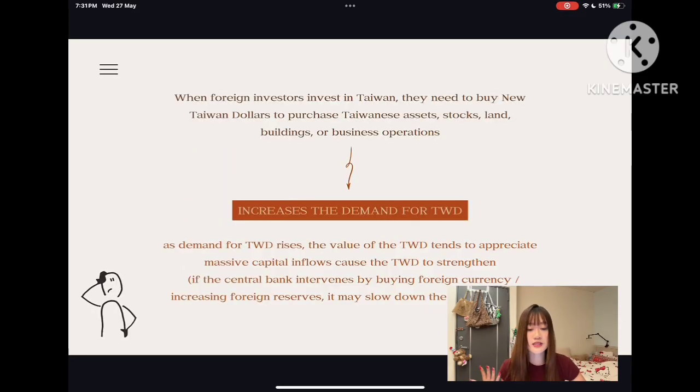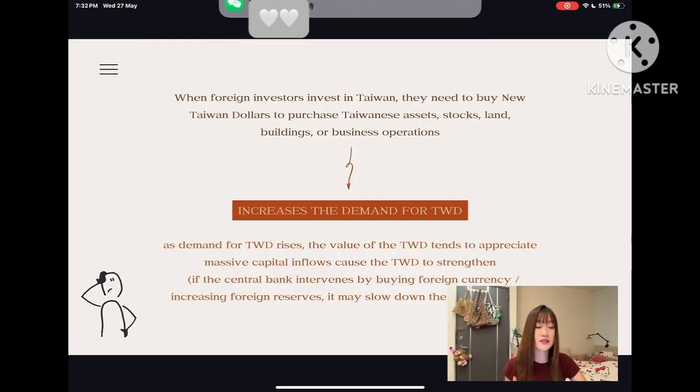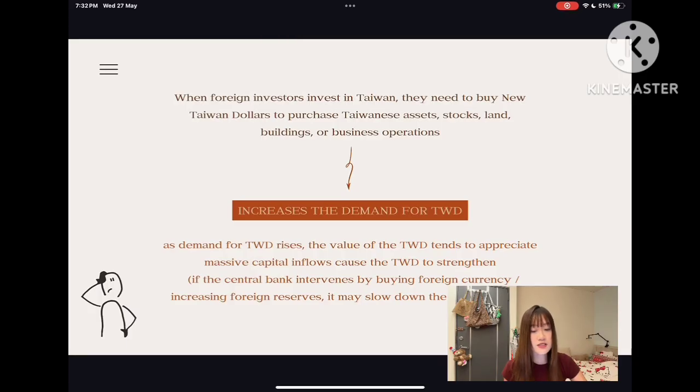Now, how do these capital inflows affect the new Taiwan dollar? When foreign investors invest in Taiwan, they usually need to buy new Taiwan dollars first. For example, if a foreign company wants to build a data center in Taiwan, or if a foreign investor wants to buy a Taiwanese stock, they need Taiwan dollars to make those purchases. This increases the demand for the new Taiwan dollar. When demand for Taiwan dollars increases, the value of the new Taiwan dollar tends to appreciate. In other words, massive capital inflows usually cause the new Taiwan dollar to strengthen.